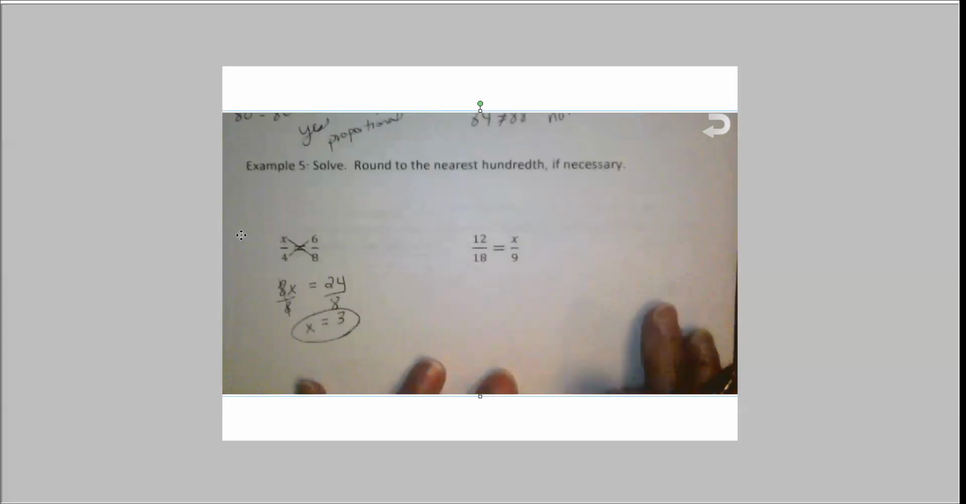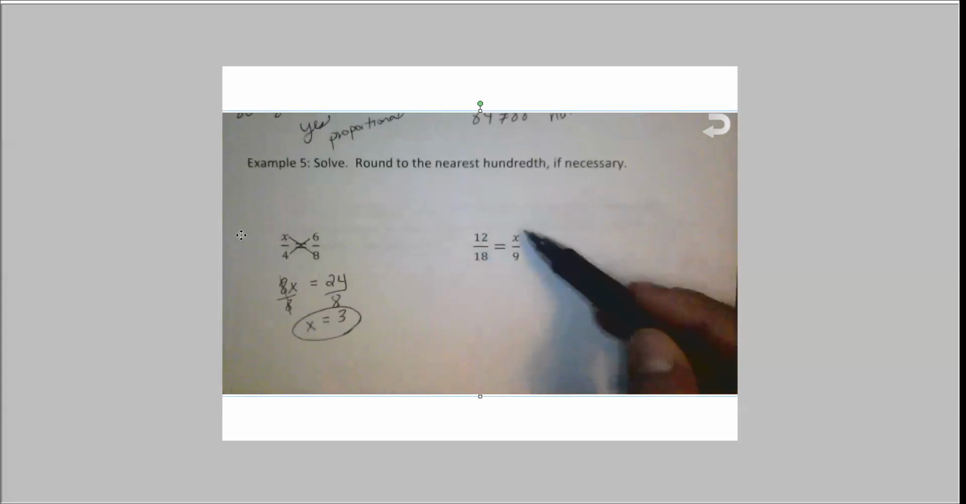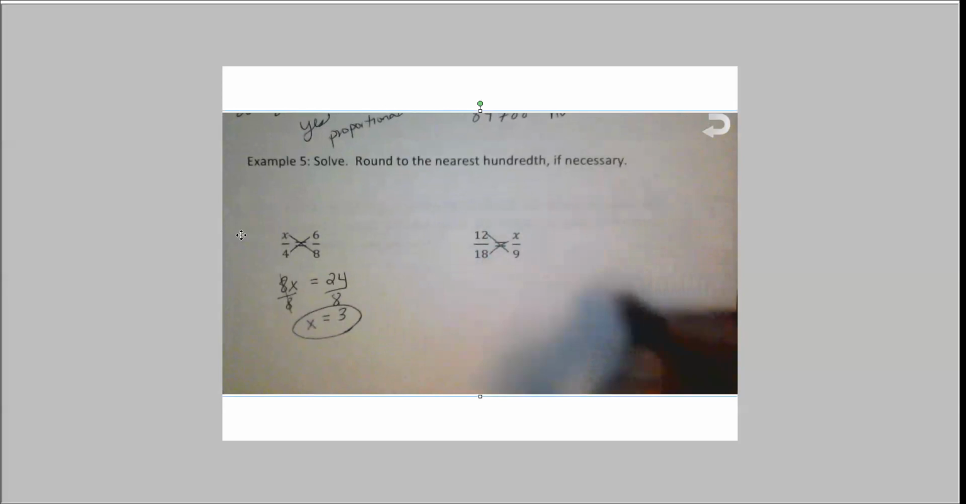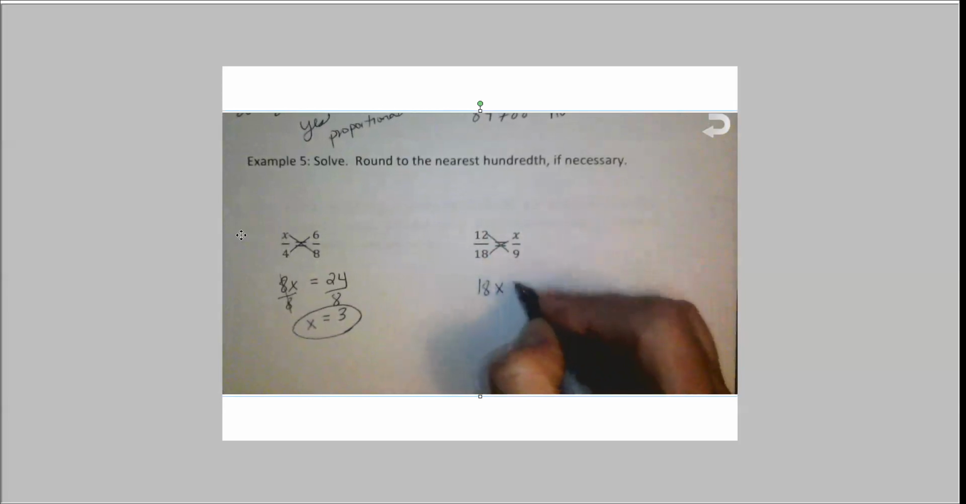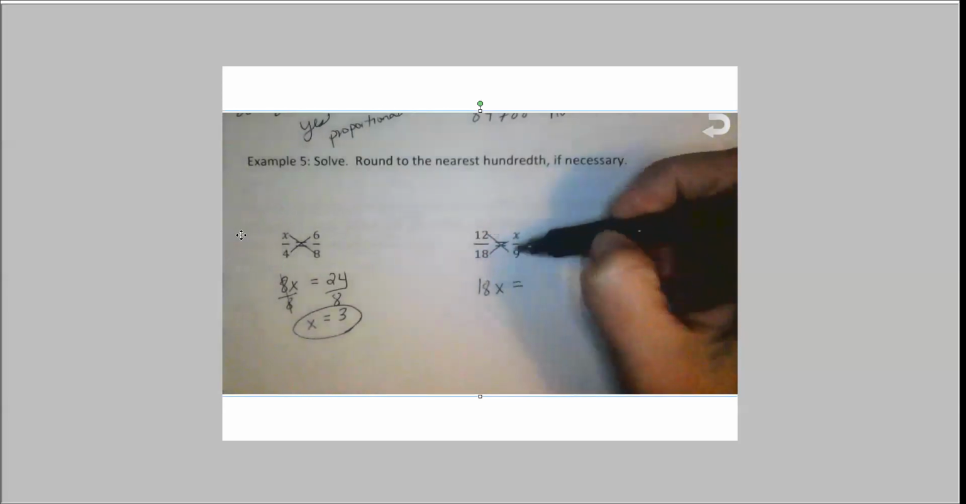This next example, I have 12/18 is equal to something over 9. So I'm going to continue to use cross products to solve that proportion. 18 times x has to equal 9 times 12, and that number is 108. So I can solve this by dividing both sides by 18. 108 divided by 18 is equal to 6.